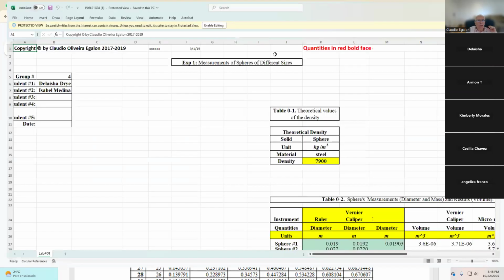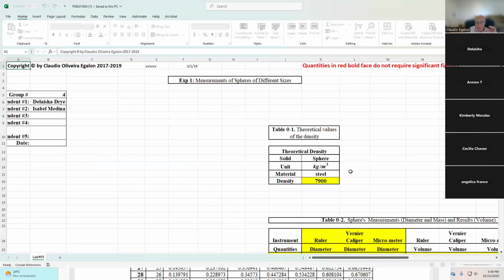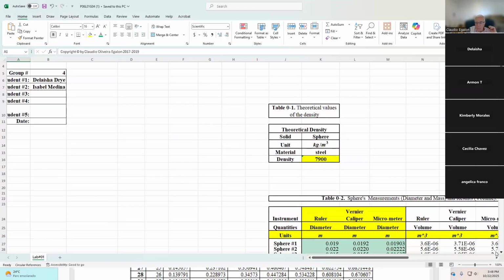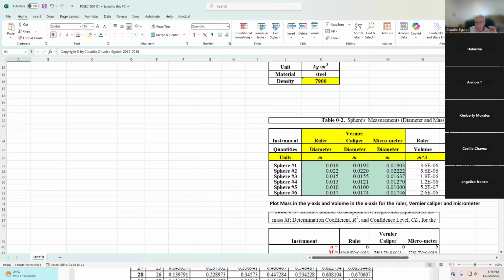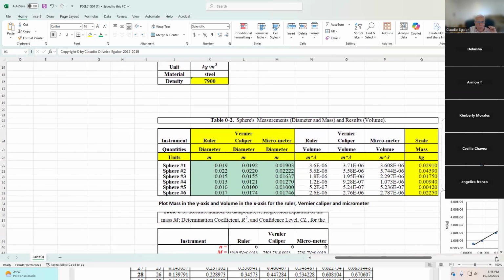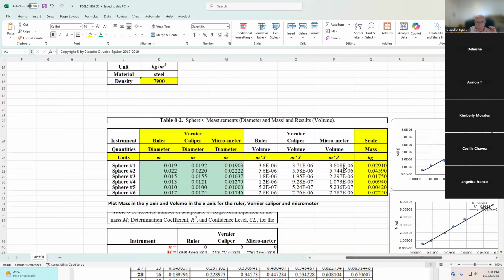Okay. Enable editing. Okay, 2, 3, 4. 2, 3, 4. Okay, good.